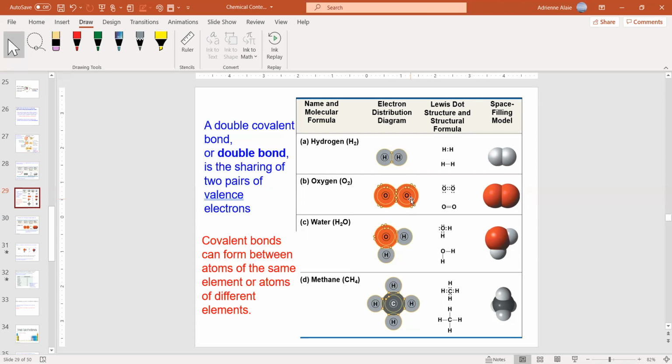Okay, so far we've seen atoms of the same element sharing electrons with one another, but lest you think it only has to be between atoms of the same element, I made sure to include the fact that covalent bonds can happen between atoms of different elements.